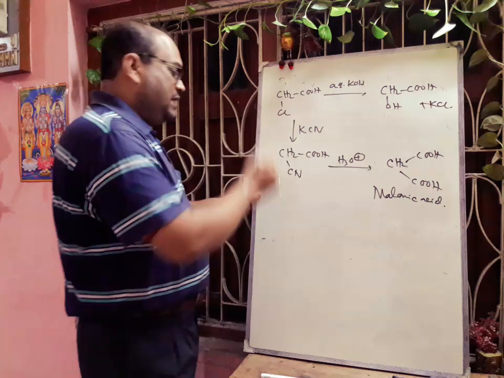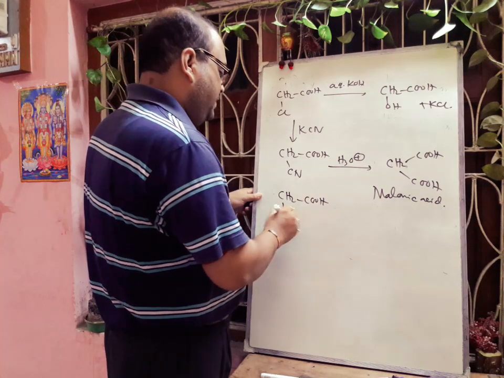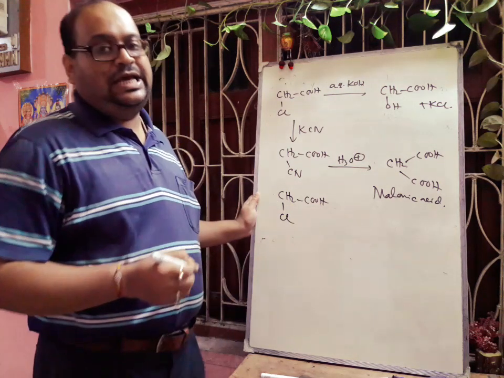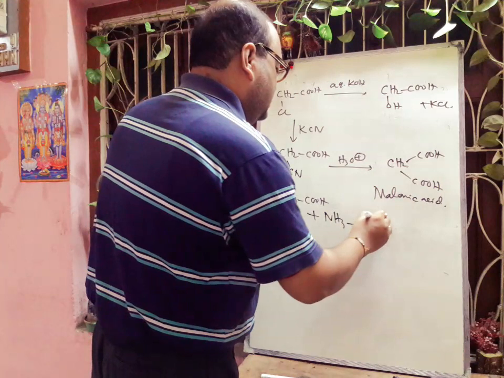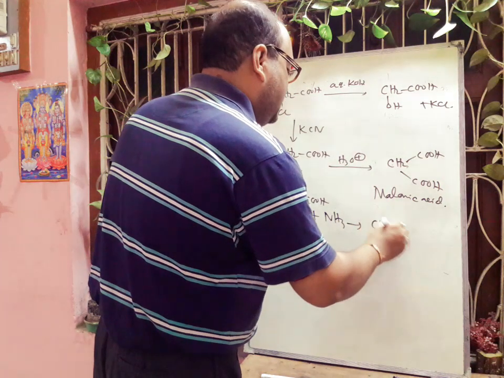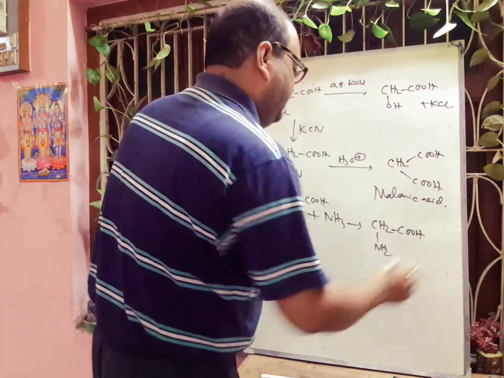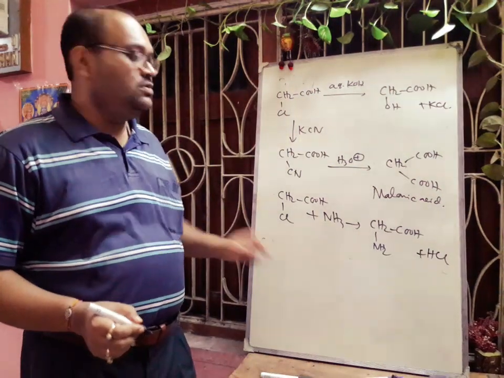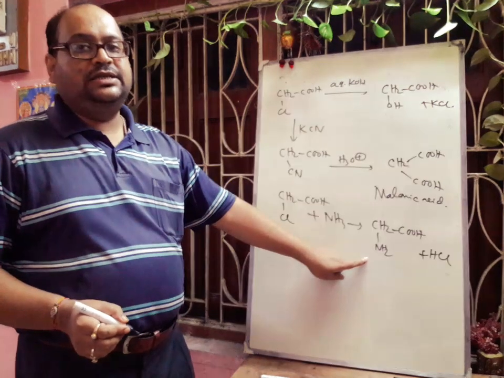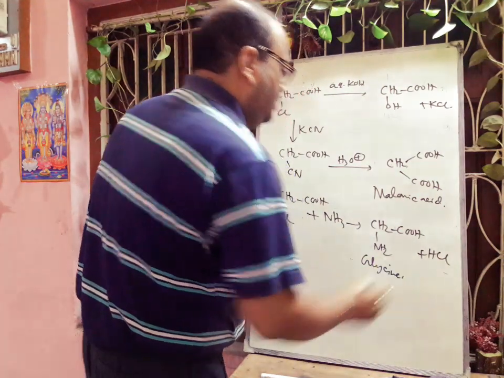From this intermediate, this compound CH2(Cl)COOH, we can also prepare an amino acid like glycine. So if we give ammonia here, ammonia will replace the chlorine group, forming CH2(NH2)COOH. There will be formation of HCl. Now, what is the name of this amino acid? This is glycine.